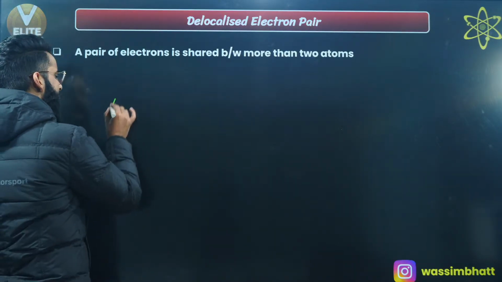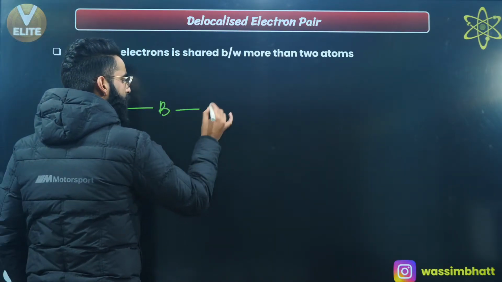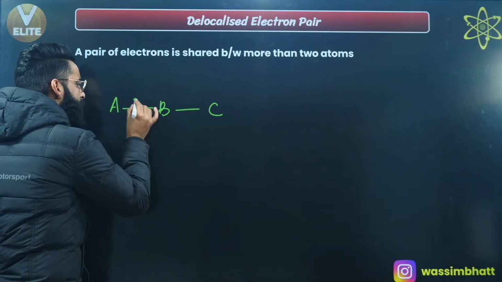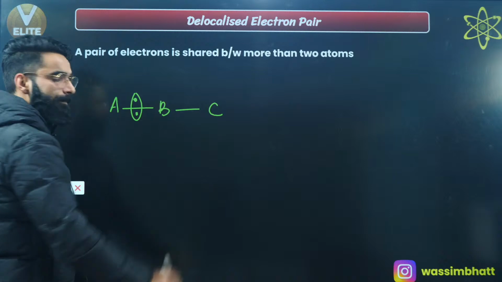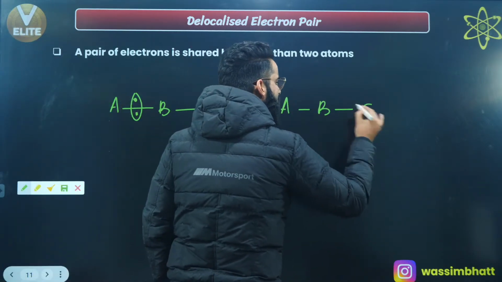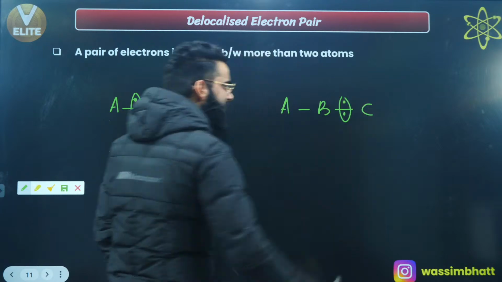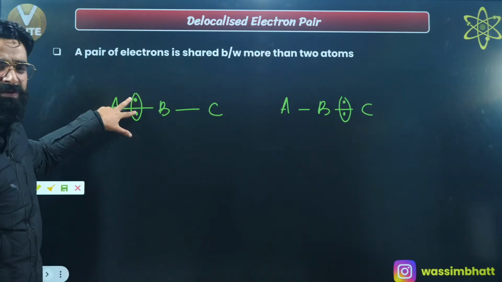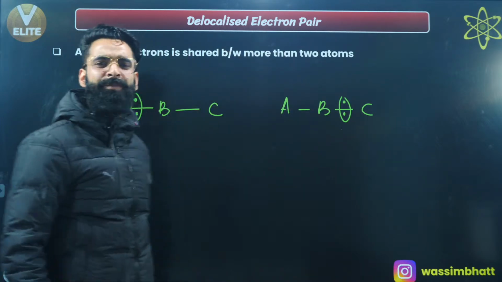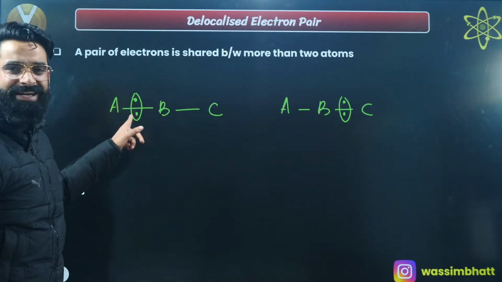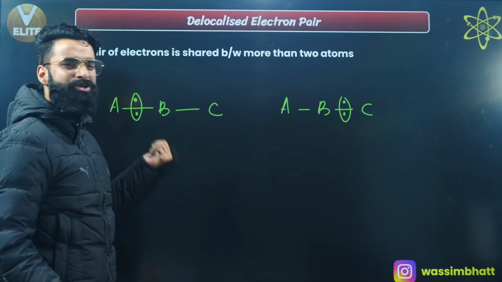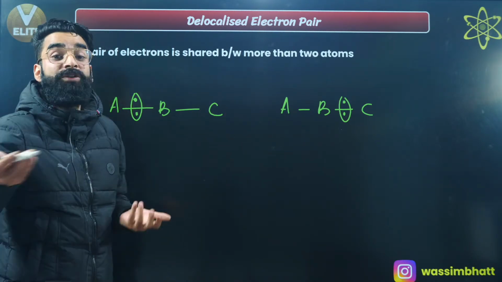Let's say I've got atom A which is bonded to atom B which is bonded to atom C. Let's assume in one scenario, the electron pair was found between these two atoms A and B. And in another scenario, the same electron pair was found between B and C. So, is this electron pair just shared between two atoms or more than two atoms? Absolutely, this electron pair is shared between three atoms basically, more than two atoms.